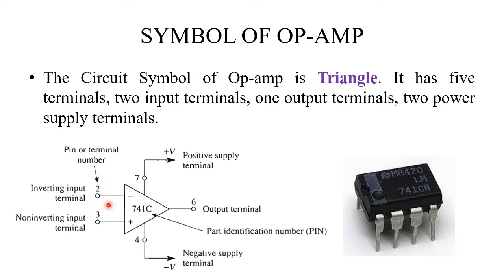Two input terminals named inverting input terminal and non-inverting input terminal, and 1 output terminal, and the other 2 power supply terminals: positive power supply terminal, negative power supply terminal. This is the symbol of operational amplifier, and this is the IC form of operational amplifier. And this 741C is the part identification number. And this 2, 3, 4, 7, 6, these are the pin or terminal numbers for this 741 IC.